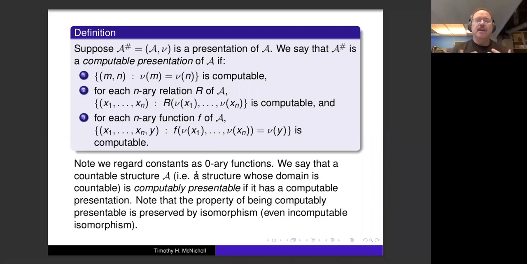We say a countable structure is computably presentable if it has a computable presentation. Note that this is a property that's preserved by isomorphism, even incomputable isomorphism. So it's really a property of the structure itself. It's not necessarily a computability theoretic property.